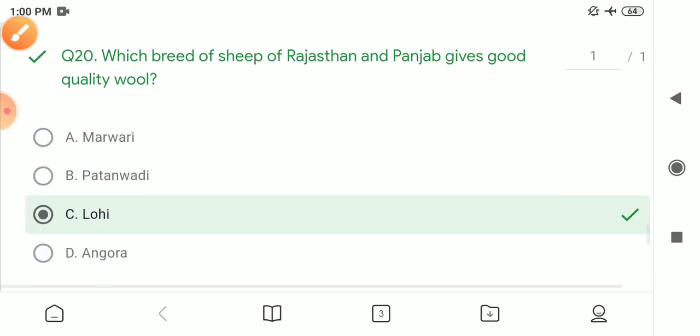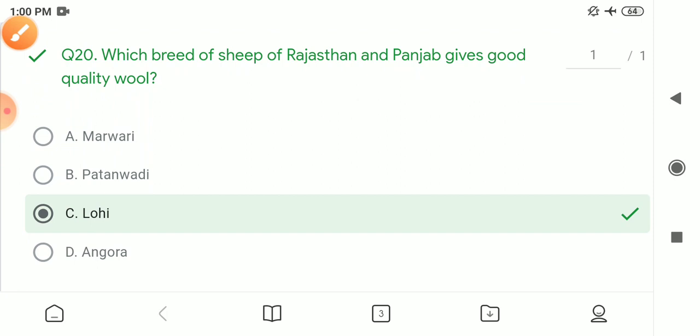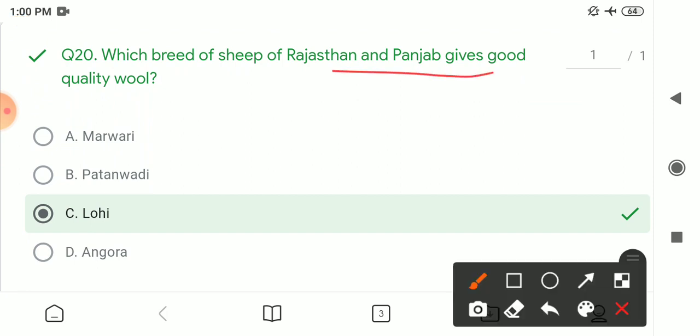Next is 20th number, which breed of sheep of Rajasthan and Punjab gives good quality wool? The options are Marwari, Patanwadi, Lohi, or Angora. So here your answer is option C, that is Lohi. The breed of sheep known as the Lohi gives good quality wool in the region of Rajasthan and Punjab.